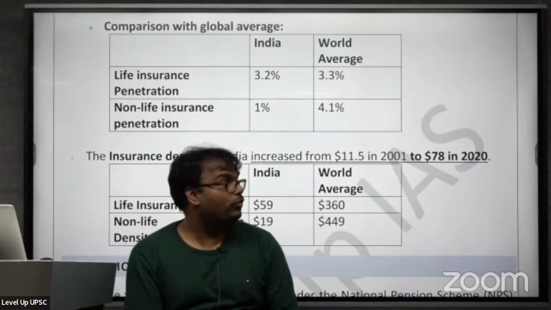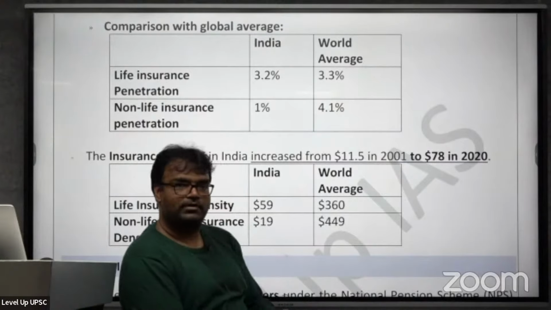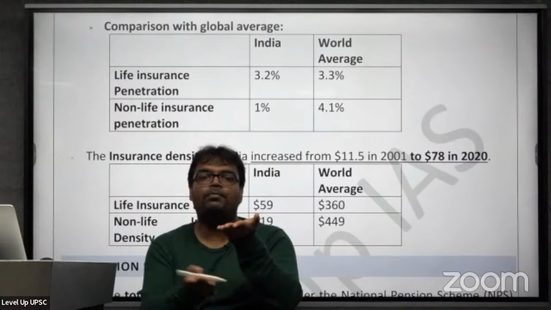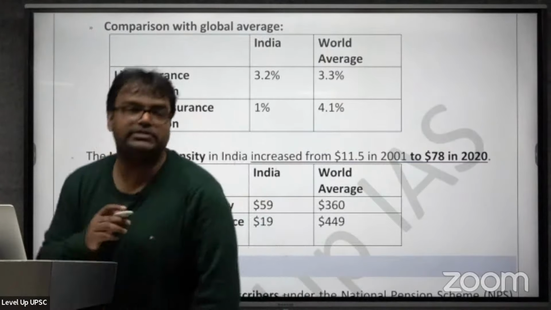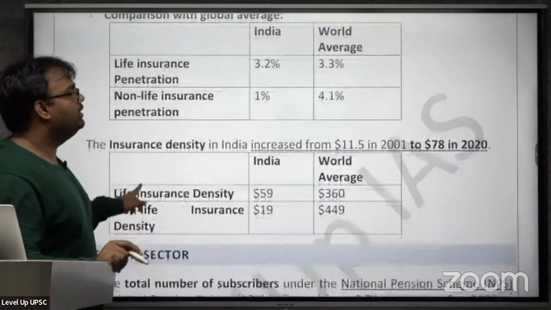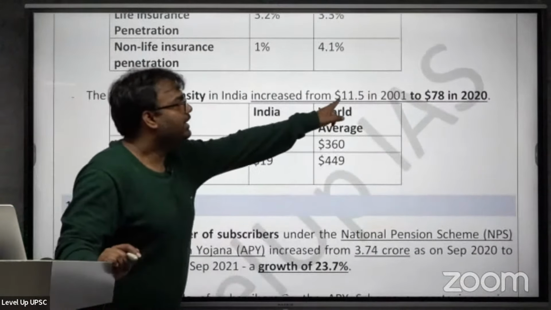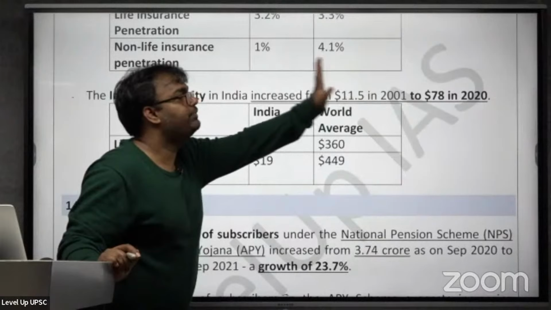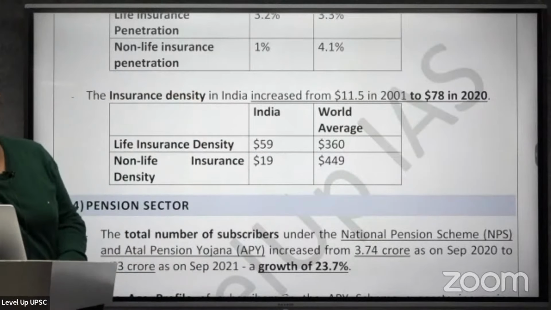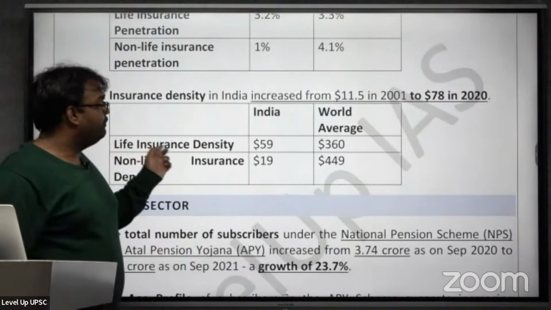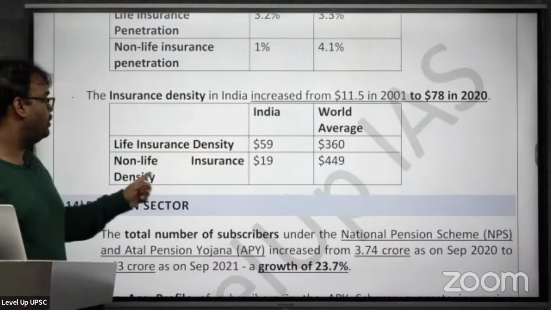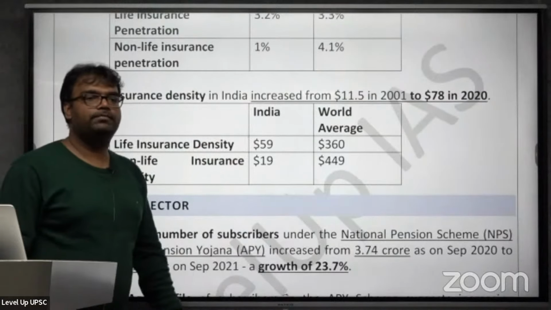Right? Now, what was the other thing? Insurance density. Total insurance premium divided by population. So per head population, what is the insurance premium that is there? In India, that number has increased from $11.5 in 2001 to $78 in 2020. $78 in 2020. और इसमें से 78 में life insurance $59, and non-life insurance $19.